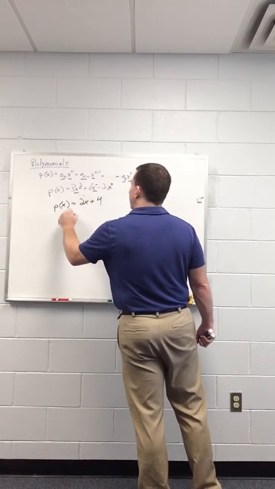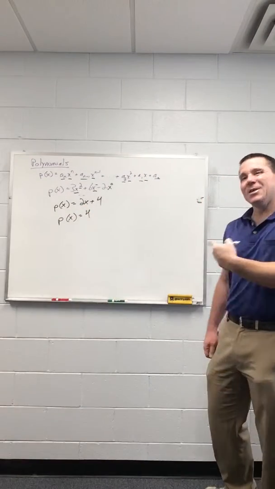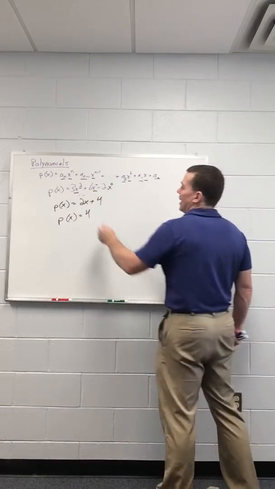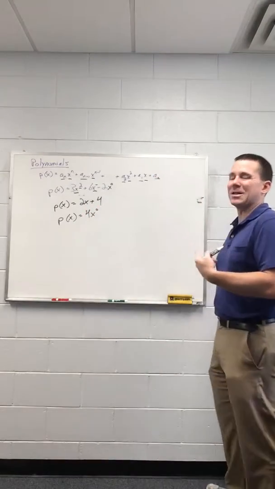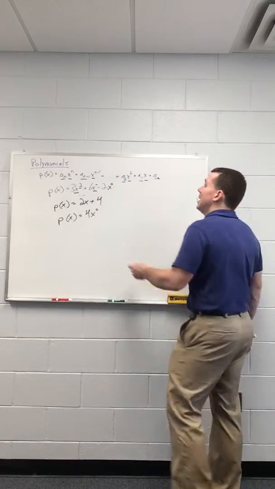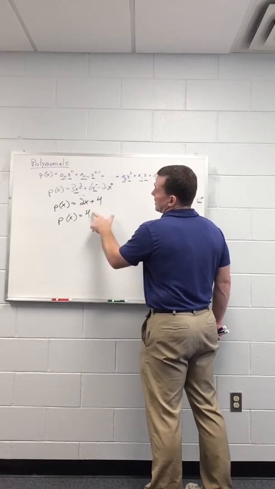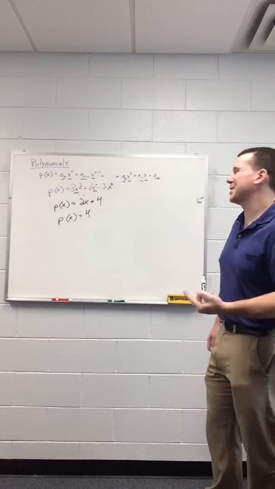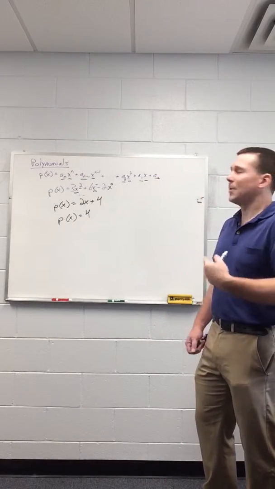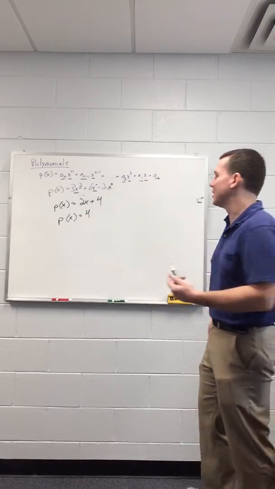Even if I have something like p of x equals 4, there's no variable there that we see, but technically there is an x to the 0 here. That's called the constant polynomial. We know it's a constant, but we don't write the x to the 0, so we just write the 4, but we understand there actually is an x there. So again, all of these things we've seen and worked with are polynomials.